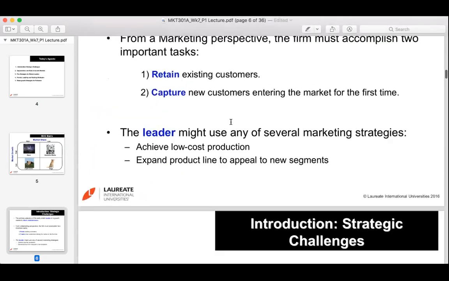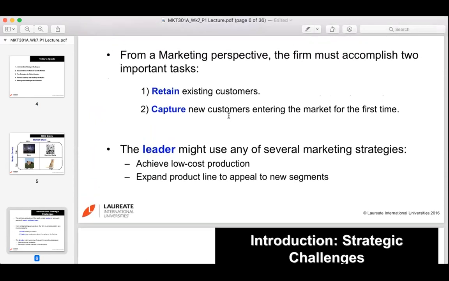The market leader may use these strategies, and may benefit from low cost production because again, as mentioned to you before, since they are the market leader, they would be able to operate in a more efficient way. Remember, the economies of scale is quite high because of the high volume. And the market leader also has the benefit of the opportunity to expand the product line to appeal to new market segments.